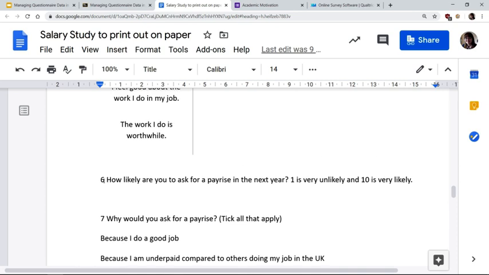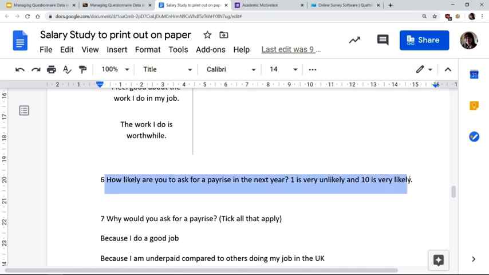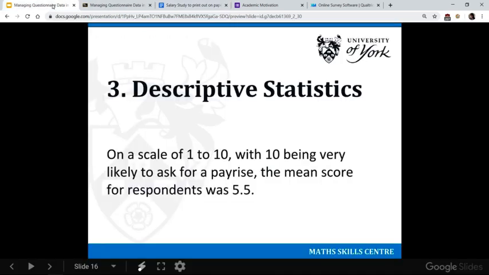Here we go, this one here. How likely are you to ask for a pay rise in the next year on a scale of 1 to 10? We can take all the respondents who answered that question, and we can say that the mean score for the respondents was 5.5 on that scale of 1 to 10. So that's just taken one question.